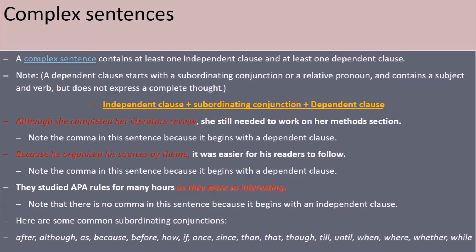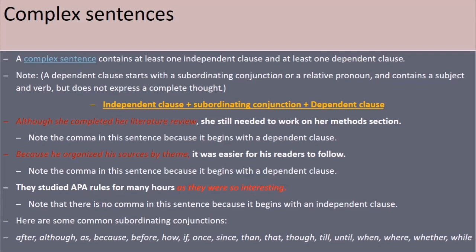Now look at this, note the comma in this sentence, because it begins with the dependent clause. Before starting the dependent clause, we have to put a comma after the independent clause. So, looking at the next example: because he organized his sources by theme, comma, it was easier for his readers to follow. So, the same is the case here. We have again put the comma before starting the dependent clause.